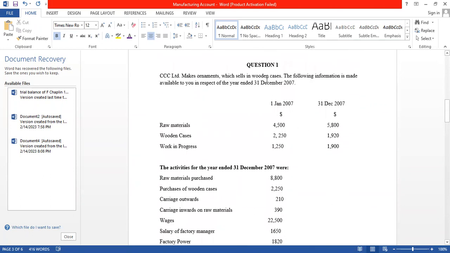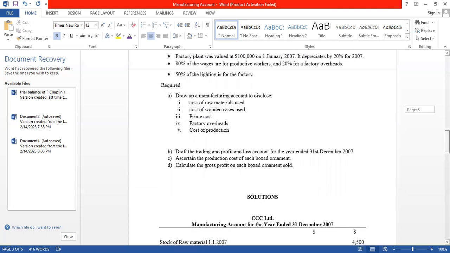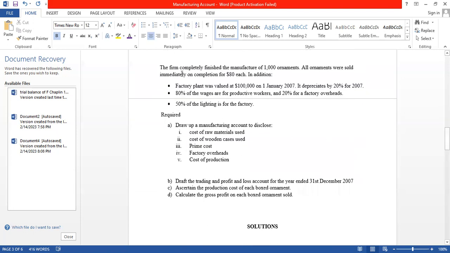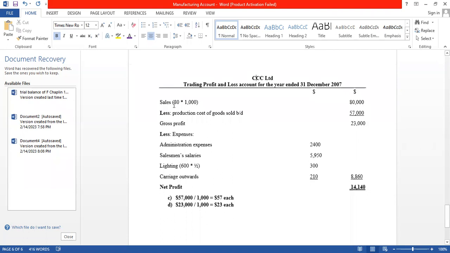So at the ending of December, on the 31st of December, the sales that they have for the entire year from January to December would be $80,000. Remember this additional information that they gave us? They said the firm finished the manufacture of 1,000 ornaments, and all of them were sold for $80 each. So that's why we multiply 80 times 1,000 under sales, right here in the trading profit and loss account. See? So we got $80,000.